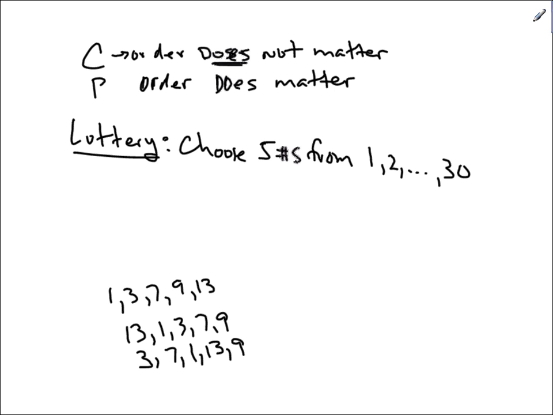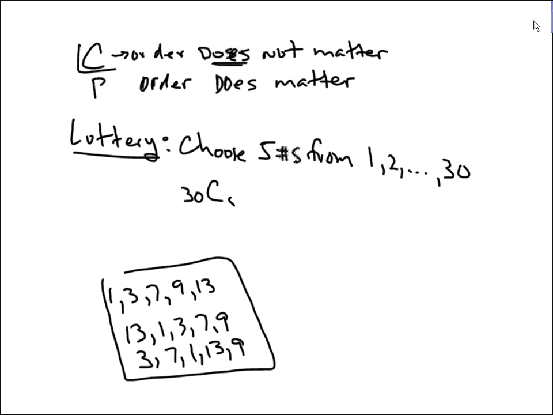Well, I don't know much about the lottery. I'm assuming, and if I'm wrong, well, I'm defining the problem, I'm assuming these are the same. I'm assuming the order does not matter. So since the order does not matter, we use the combination. From 30, we want to choose 5.